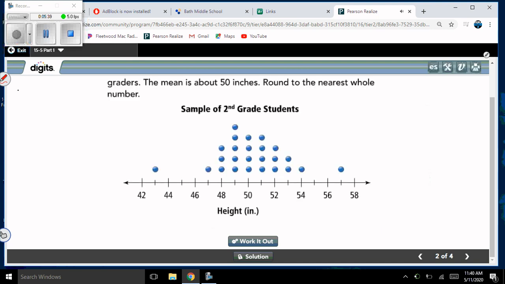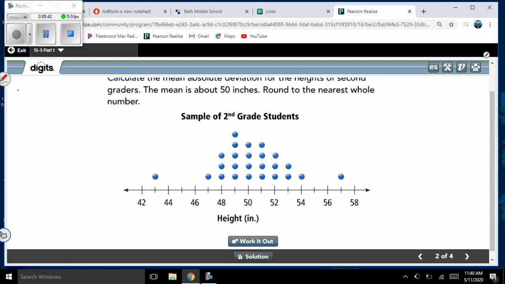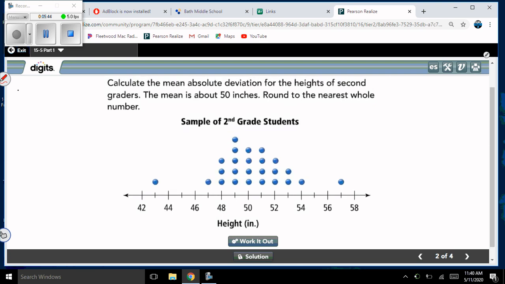Right, and so what they're going to do here, and they do you a favor, they ask you to calculate the math for the heights of second grade kids. And they're telling you that the mean is about 50 inches. Now, there's the good news. They gave you the mean already, so they already did step one. Now all you have to do is find out how far these numbers deviate from 50. And again, I'm using absolute values here.